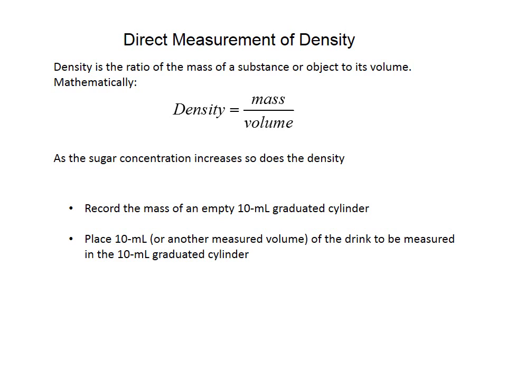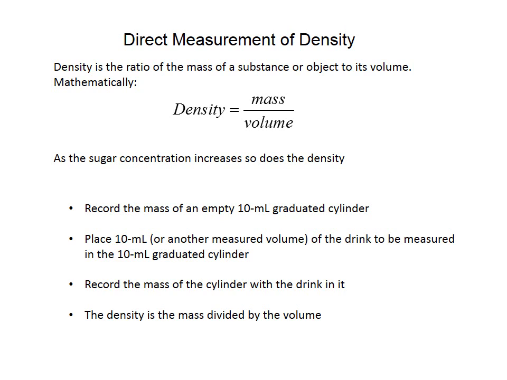Volume of the particular soft drink you're working with or fruit juice you're working with in a 10 milliliter graduated cylinder. Measure its volume accurately and then record the mass with the drink in it. So what we'll be able to do then is figure out the density by how much liquid I had, what was the mass of my liquid divided by what was the volume of that liquid we were working with. So the direct measurement of density is a pretty straightforward process to carry out.